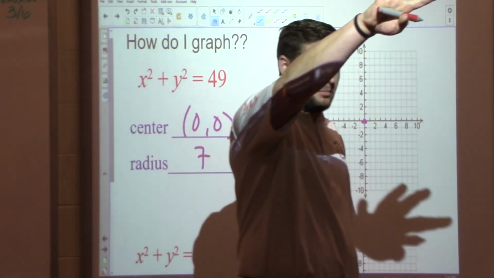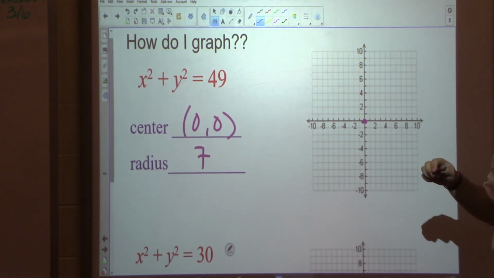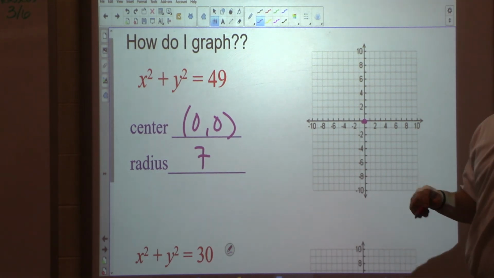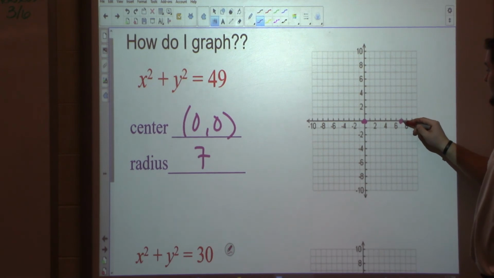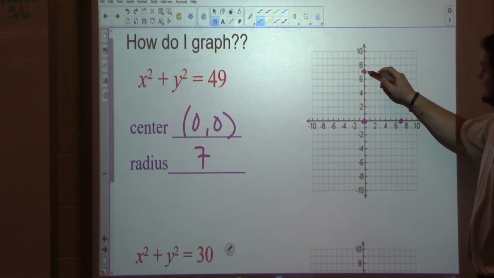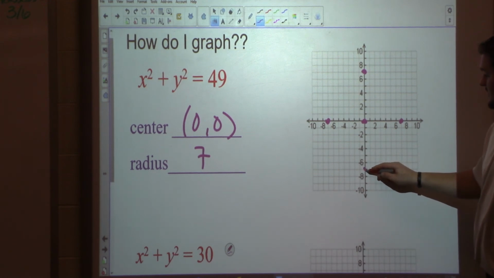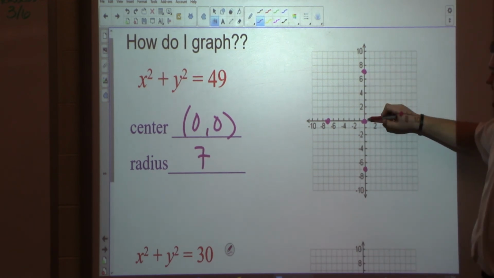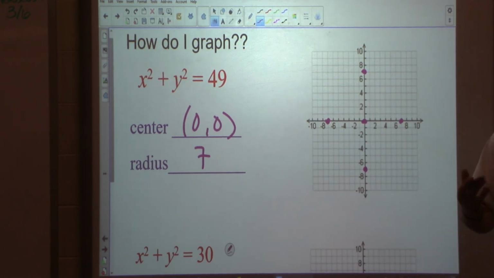You need 4 points besides your center to draw your circle. How do you think we're going to get that? Can I just say 4 points already? You could if you wanted. Okay, 0, 7, 7, 0, negative 7, 0, and 0, negative 7. Good, right? All we're doing is going from the center, guys. You're going to go up 7, left 7, right 7, down 7, and then sketch in your circle.